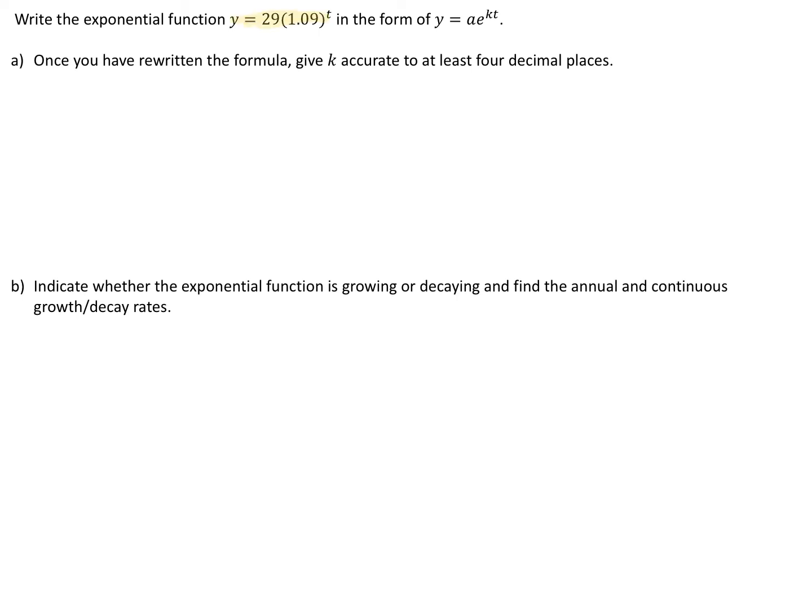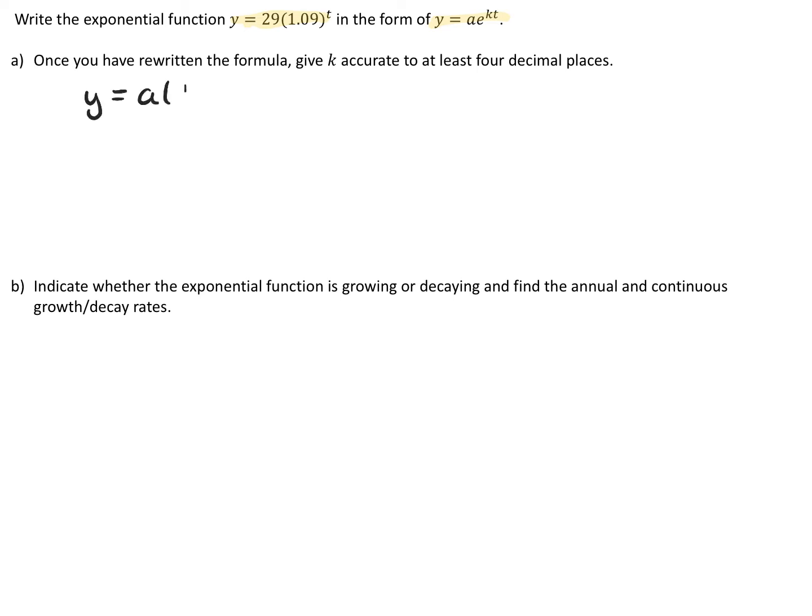In this question here, we want to write this exponential function y equals 29 times 1.09, and we want to rewrite it in the form of a times e to the kt. So this means I want to write it to show that it has a continuous rate of change. So continuous means that we use the base e, the irrational number e. Keep in mind that these two equations are equivalent to each other. So I'll write it down here on the bottom.